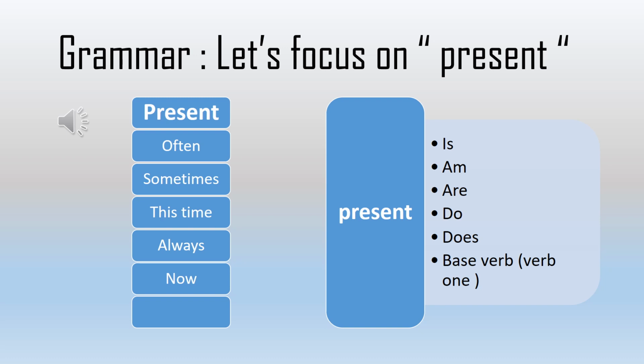Now let's move on and see the verbs that are used in the simple present. Is for the singular, am for I, are for the plural, do for also the plural, and does for the singular. And after do and does, we have a base verb or verb number 1.